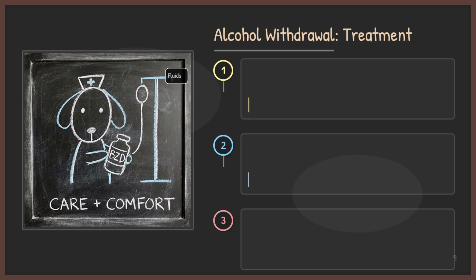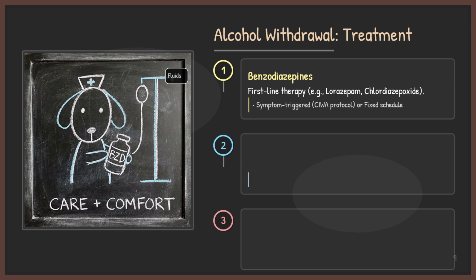So how do we treat the alcohol withdrawal? Benzodiazepines. Now, in real life, we use other things such as phenobarbital. We can sometimes use gabapentin. But for the exam, benzodiazepines are the answer. They are first-line therapy, and we can use the CIWA protocol in order to know when to give benzos. We can also give it on a fixed schedule if we're really worried about DTs or seizures occurring. Say a person has a history of complicated withdrawals.